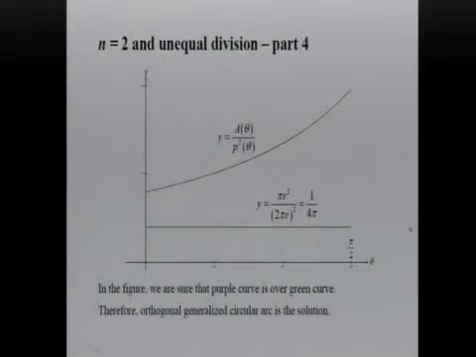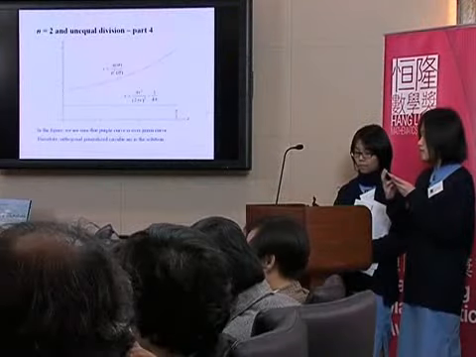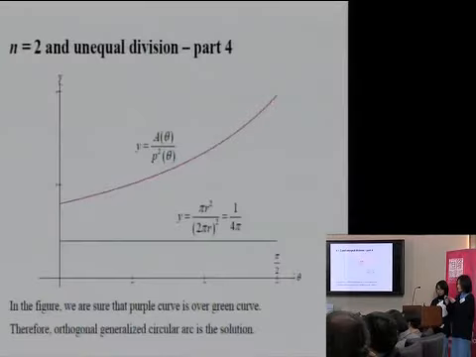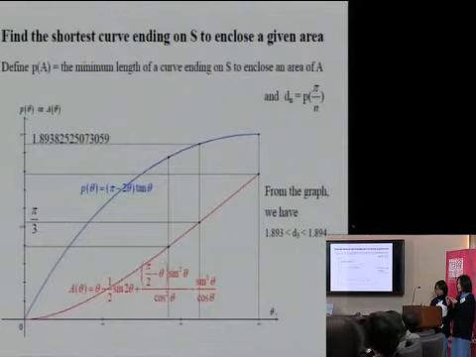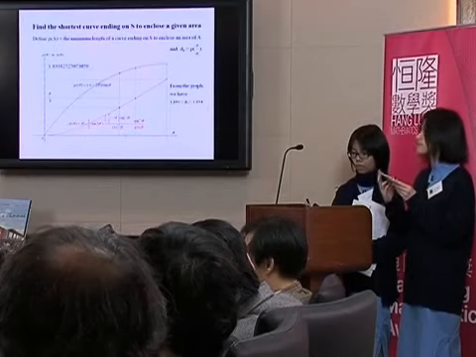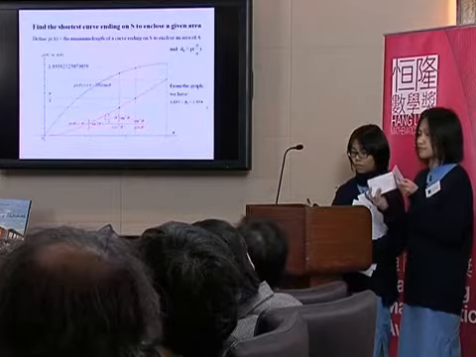We draw a graph to compare two cases. In order to find the solution, we draw the function area over the square of perimeter. As the ratio of case 2 is larger than case 1, for any value of p between 0 to pi over 2, therefore, the orthogonal generalized circular arc is the solution of the problem dividing a circle into two unequal parts. We use the above results to find the length of cutting a part with area pi over 3 when using orthogonal generalized circular arc. The value is around 1.893. It is used to investigate the next problem.